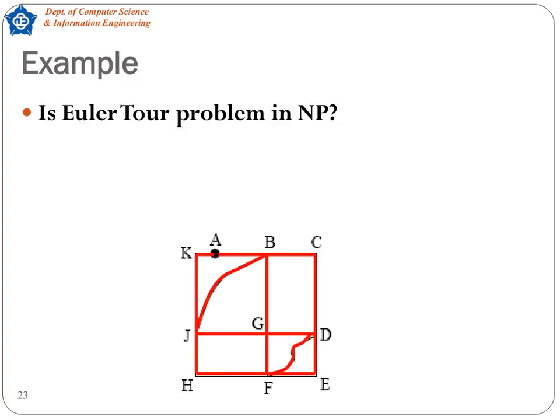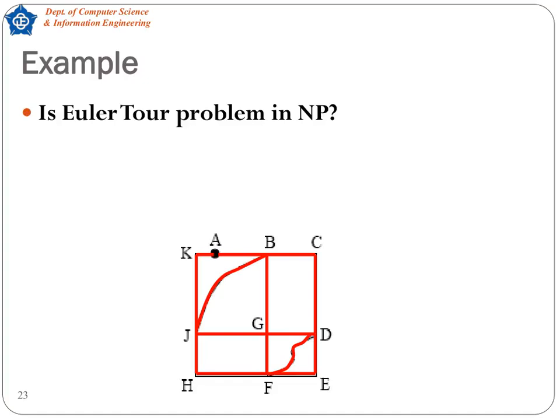Now let's turn our attention to an Euler tour example on a simple graph. This graph is a square divided into 4 equal smaller squares by a vertical and a horizontal segment. Its 10 vertices are labeled A, B, C along the top edge, K and H at the upper left and lower left corners, E and C at the lower right and upper right corners, J and D at the midpoints of the left and right sides, and G at the center where the 2 dividing lines cross. All the edges of the large square, plus the 2 dividing segments, form the graph's edge set.